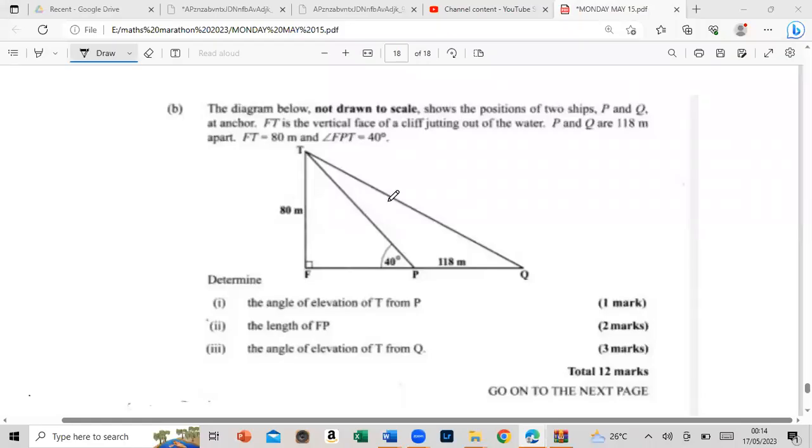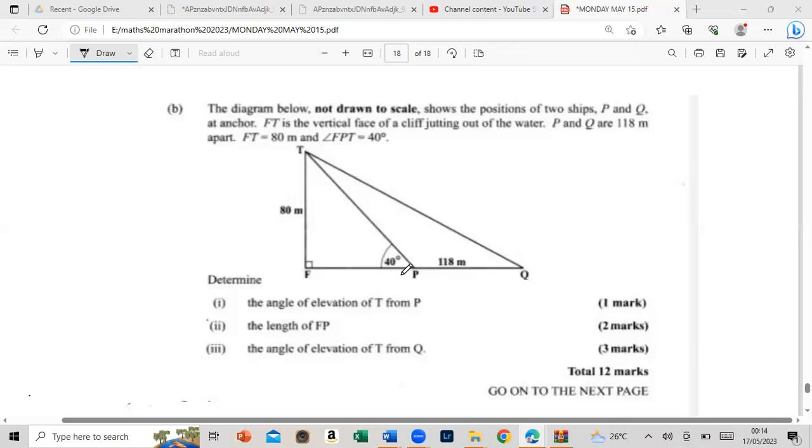All right, so this will be the last one. It says the diagram, below drawn to scale, shows the positions of two ships P and Q on the ocean. FT is the vertical face of the cliff jutting out of the water. P and Q are 118 meters apart. FT equals 80 meters. Angle FPT is 40 degrees. Determine the angle of elevation of T from Q.